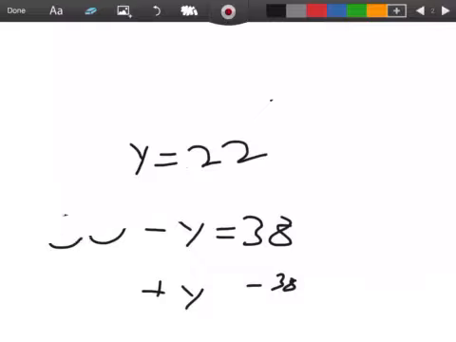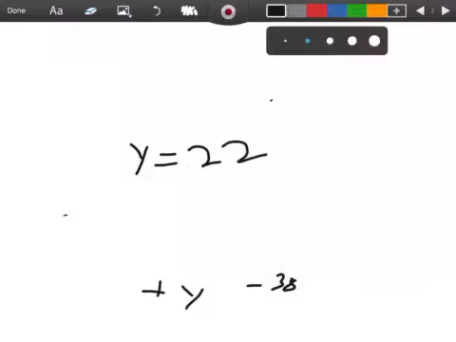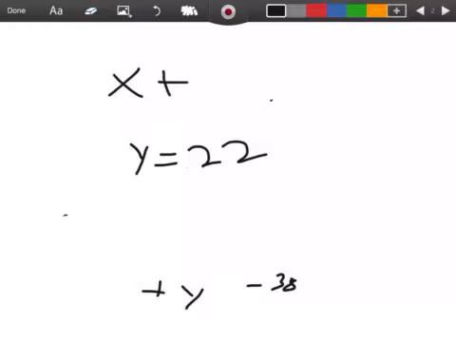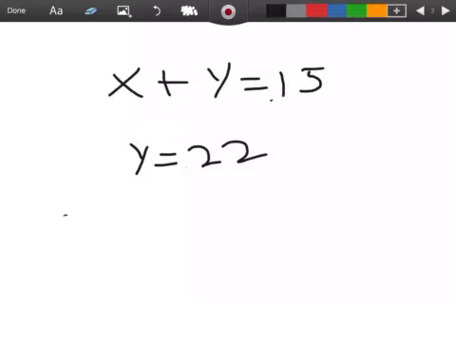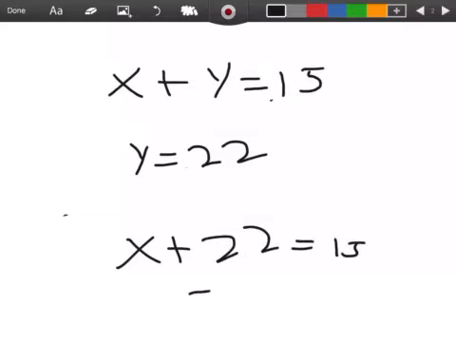So we had our original equation, x plus y equals 15. Let's erase this. So we have x plus 22 equals 15. Subtract 22 on both sides, and x equals negative 7.